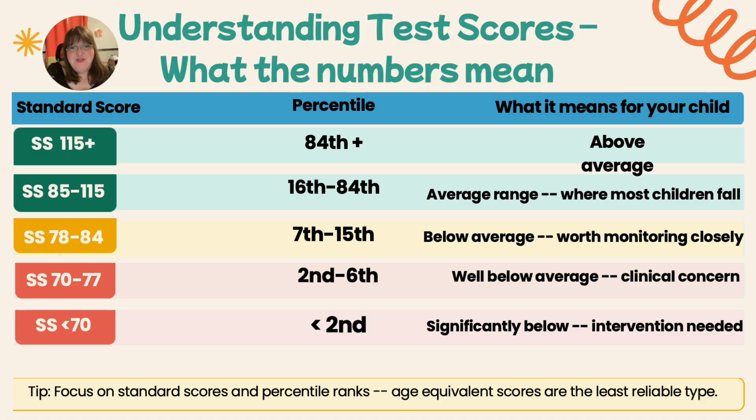It's very confusing. I typically, when I'm writing reports, don't even put age equivalency on there because they are not reliable. It's not a reliable way to look at scores. My best advice is when you're looking at scores, look at the standard score and the percentile score. They're far more meaningful. If you only see age equivalent scores on your report, please ask your SLP for the standard scores as well.